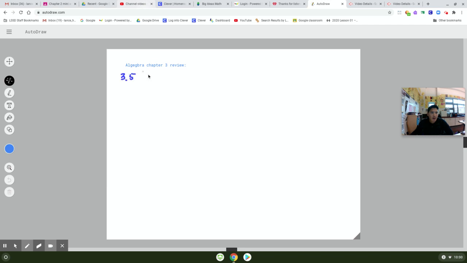Okay, so the last part of the chapter three review is 3.5. It's called slope-intercept form of a linear equation. I think everybody last year learned slope-intercept form. It's y is equal to mx plus b.